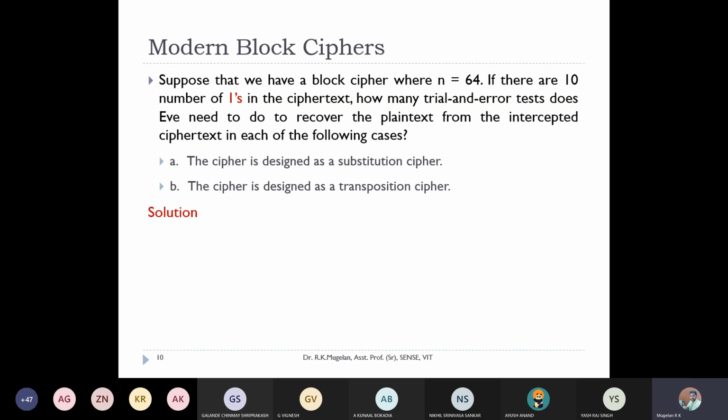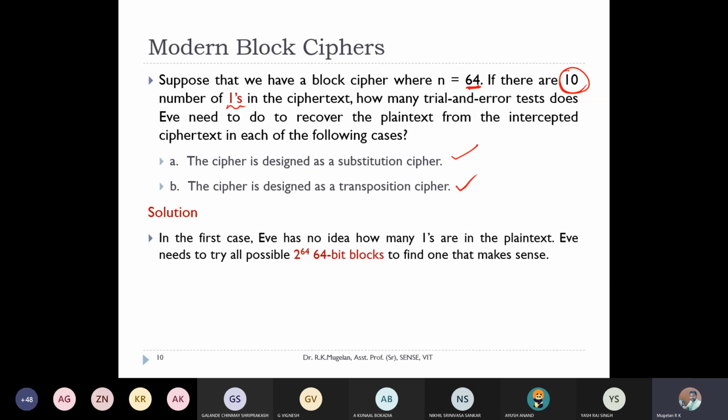Assume that you have a block cipher and the value of n is 64, that is, the size of your message is 64, and there are 10 ones present in the particular ciphertext. So how many trial and error tests does the attacker Eve need to do to recover the plain text from the intercepted ciphertext? There are two cases. One is the ciphertext is produced with respect to substitution cipher, and the second, the ciphertext is produced with transposition cipher. Right.